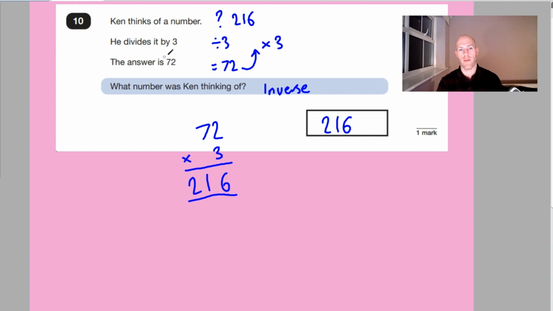If you've got it wrong, if you've done 72 divided by 3, or you've got any number that's less than 72, it wouldn't make sense, would it? You'd have a number divided by 3 and got 72. You've got a bigger number, split it into 3. So you're looking for a number that's bigger than 72.